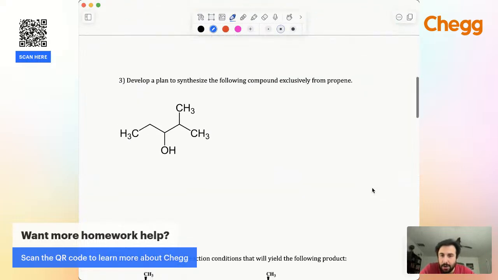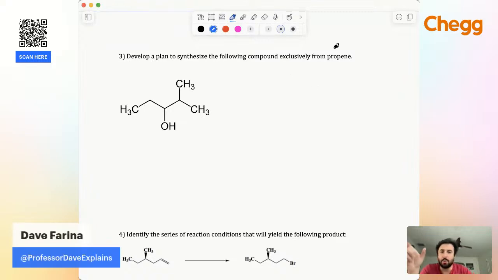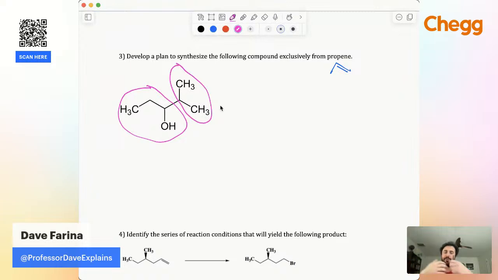Okay, so let's do one more of these. Develop a plan to synthesize the following compound exclusively from propene. So now we have a specific starting material that we have to abide by. What is propene? This is propene, right? It's a 3-carbon alkene. How many carbons are there in the product? 1, 2, 3, 4, 5, 6. Okay, so if there are 6 carbons in the product, it sounds like we need two equivalents of propene. And so if that is the case, what are the 2 fragments that we're probably joining together in the forward direction? So 1, 2, 3, that's probably going to be this and this, right? So if we pull those apart, what can those have come from?